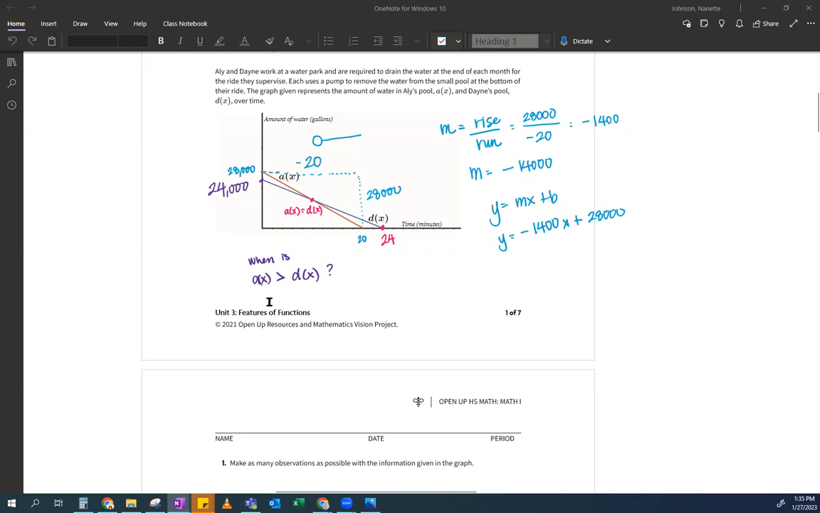So what does it mean when A of X is bigger than D of X in the context of the pool, in terms of the water, in terms of time? What are they asking for? When does Allie's pool have more water than Dane's pool? So for those of you who said at the start, that's exactly right.